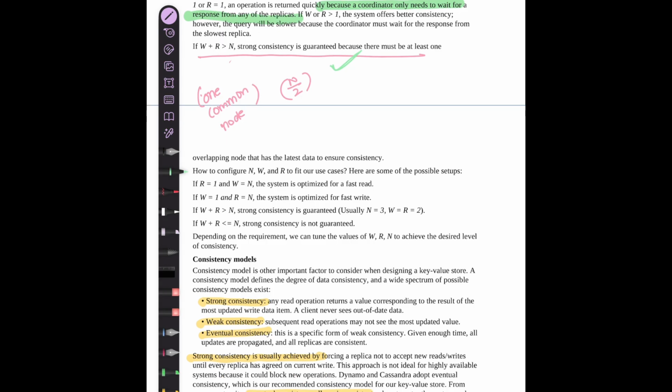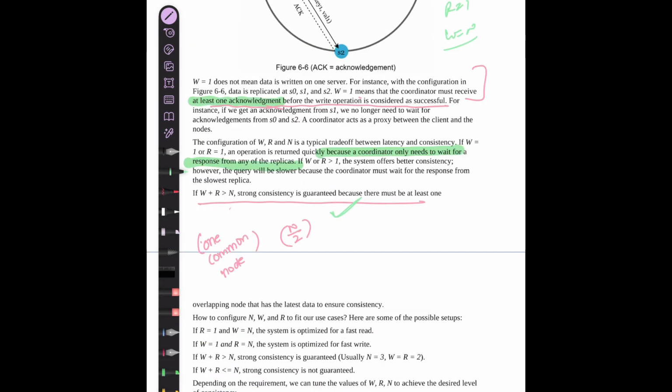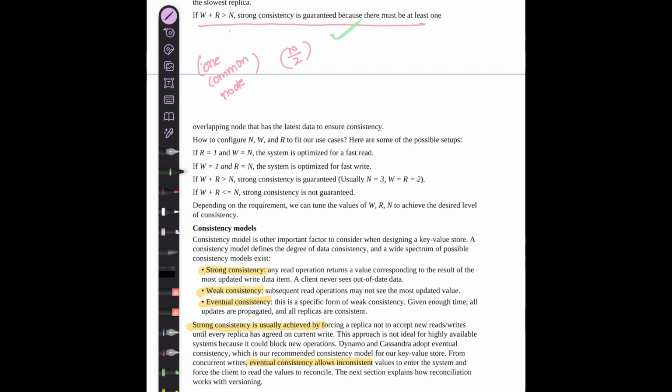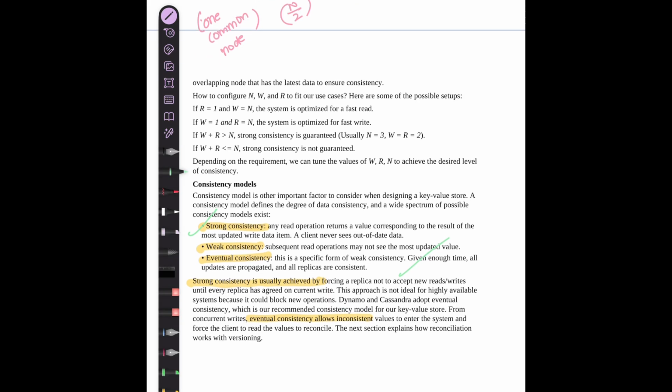So when we talk about consistency, the models can be many. A strong consistency model means the system never sees any out-of-date data. Weak consistency is basically you may not see the most updated value. Eventual consistency is that at time t you might not see the most updated value, but if you wait for some time, the servers will sync with each other and eventually you will get a consistent system.